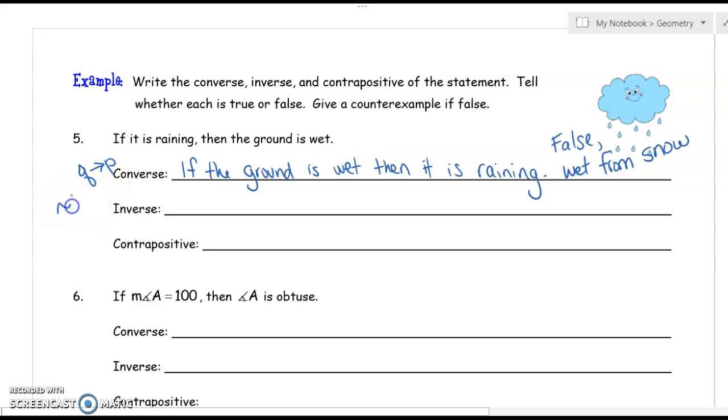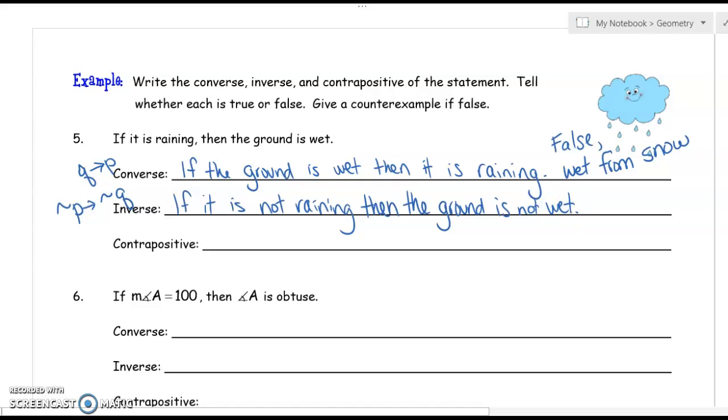Inverse is going to be not P, then not Q. So it keeps the same order as the original, but it negates it. So instead of if it is raining, we'll say if it is not raining, then the ground is not wet. So we put like a not in there.